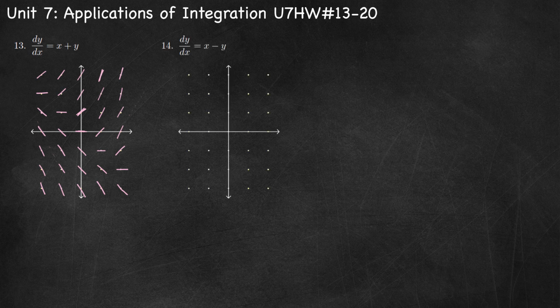Okay, let's look at our next one. Here our differential equation is dy/dx equals x minus y. So for x minus y, at 0, 0, the slope is 0. And then at 1, 1, the slope is going to be 0. And 2, 2. And negative 1, negative 1. Negative 2, and so on. The slope is going to be 1 at 1, 0.